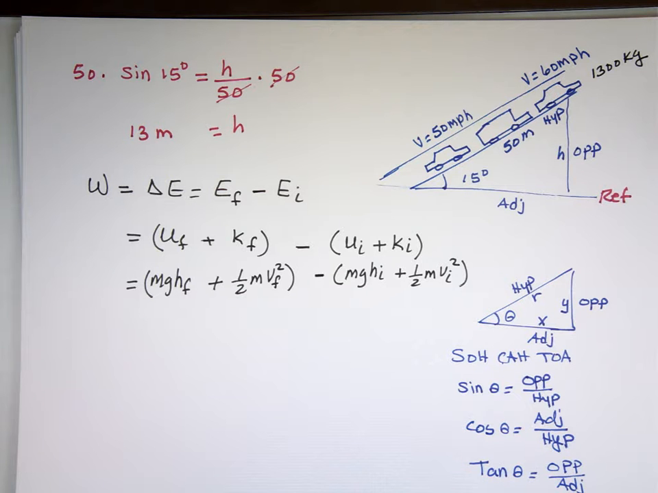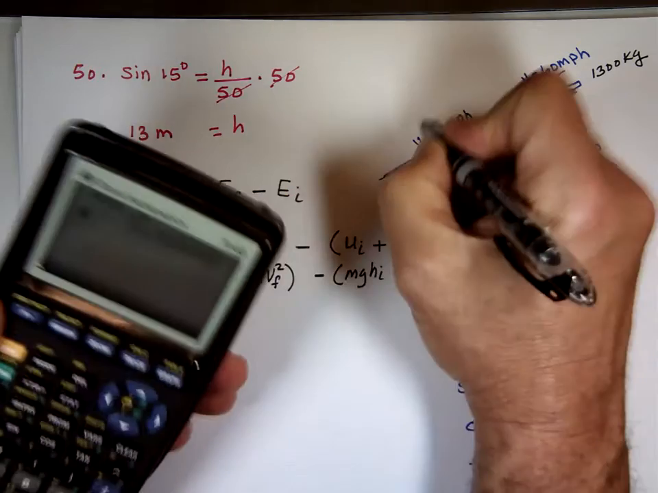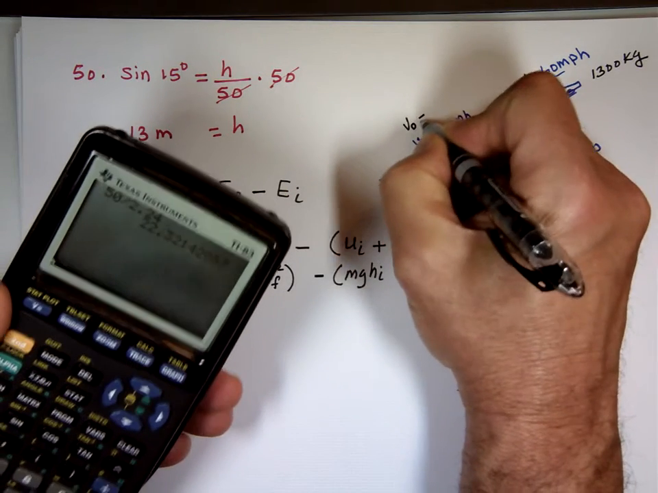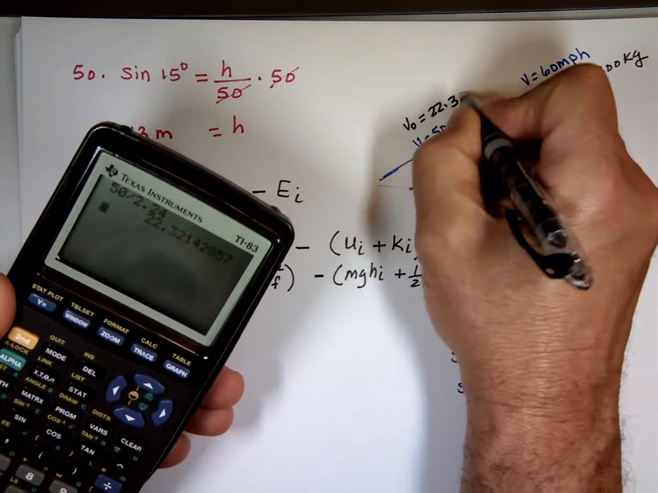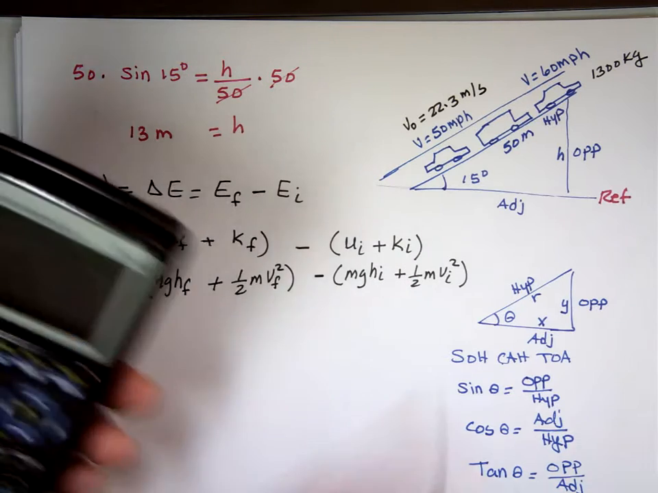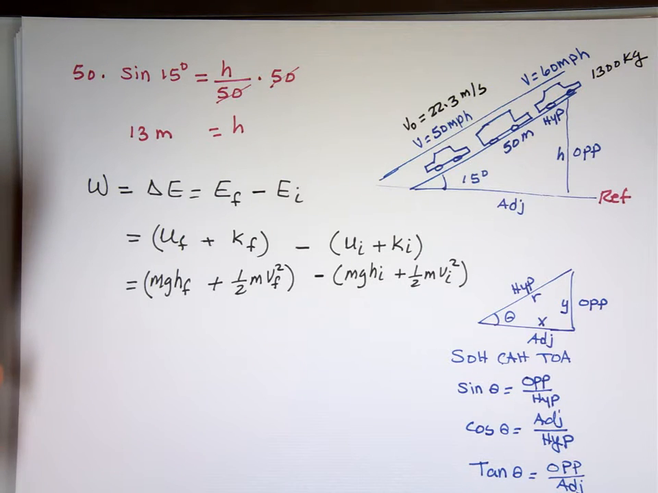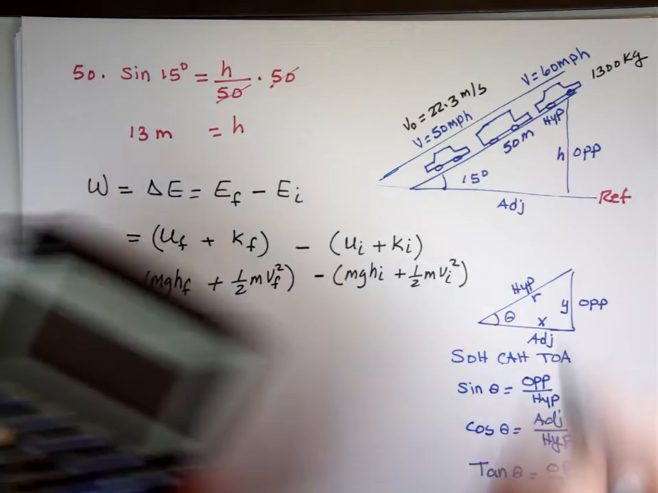I need to convert my speed from miles per hour to meters per second. You divide by what? 2.24? So 50 divided by 2.24. So v initial is 22.3 meters per second. Your v final, 60 divided by 2.24, is 26.8.